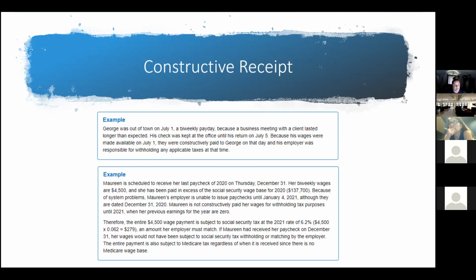So that is a situation where there was a system problem, checks couldn't be issued for whatever reason, and they had to be pushed until the 4th of January. Because of that, the $4,500 payment she received, if she had actually received it on December 31st, would not have been subject to Social Security, but because it didn't get paid out until January, it was subject to Social Security. Okay, so make sure that when the pay is actually made available to the employee is when the taxes should be, number one, calculated, and number two, that's the date that triggers when those taxes are due.